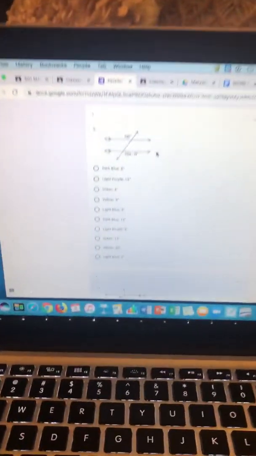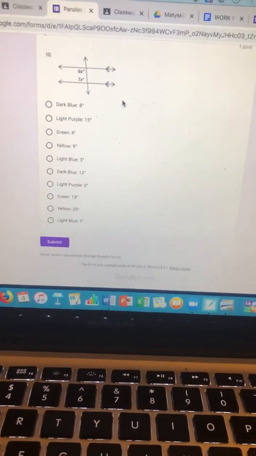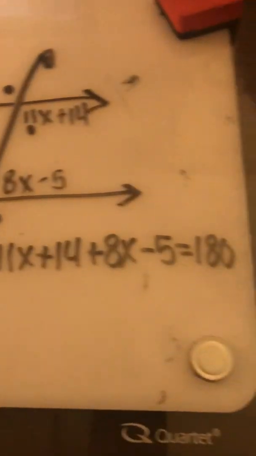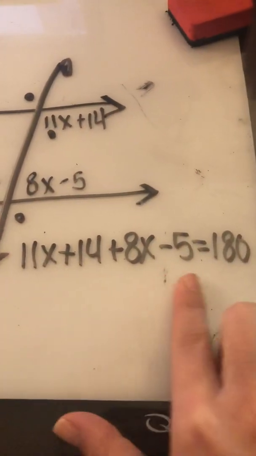Number 9 is similar to your alternate exterior angles. I just erased it to remember which one that was, but they are equal in measure. Number 10 is similar to the one I just showed you, the interior angles, which means they add to 180 degrees.